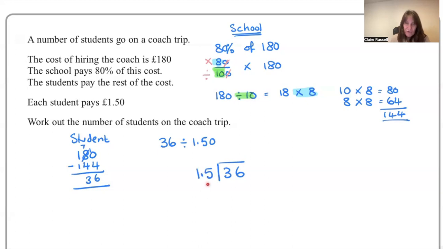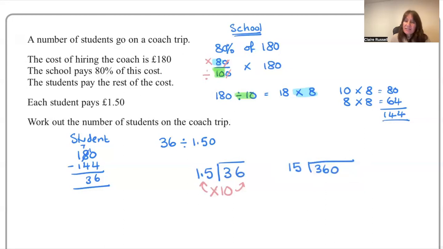But I have a problem. I don't really want to work in decimals if I can help it. It's not ideal at all. So we're going to multiply by 10, to really get that decimal to move one place out of the number and give me 15. But whatever I do on the outside of the bus shelter, I must do inside as well. So that 36 will become 360. So I am going to do 15.